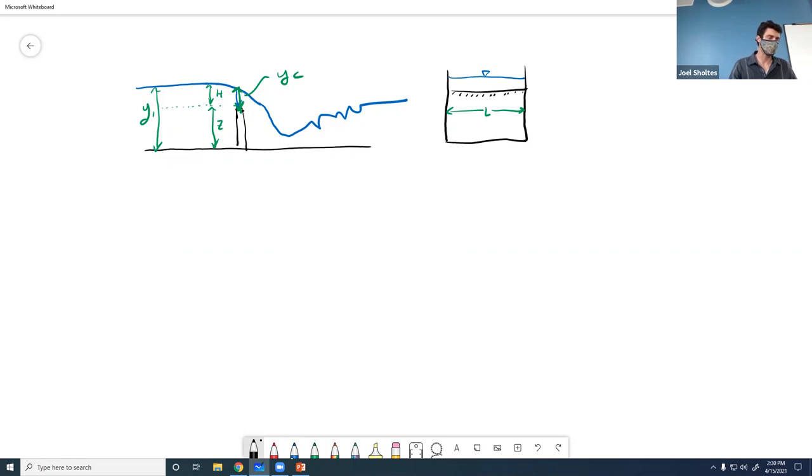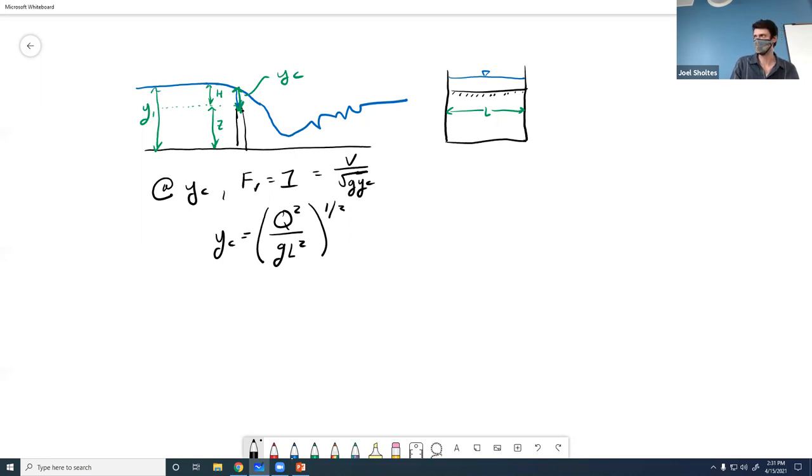So from previous lectures, we know that at critical depth, there's some special stuff going on, right? So at critical depth, what is our Froude number? Y'all remember? One. All right, it's Froude number one. So at Yc, our Froude number is equal to one, and that is equal to our velocity over the square root of g y. And then in this case, y is Yc, the critical depth. For rectangular channels, Yc is equal to (Q squared over g L squared) to the 1/3.